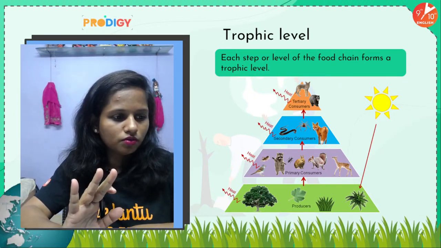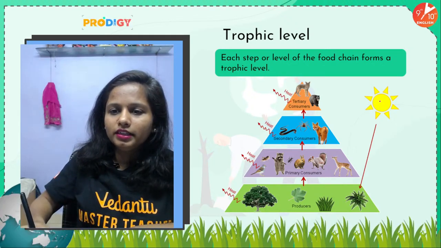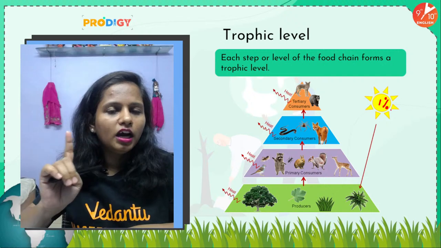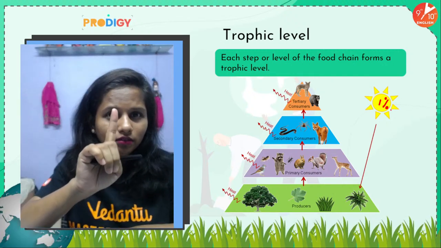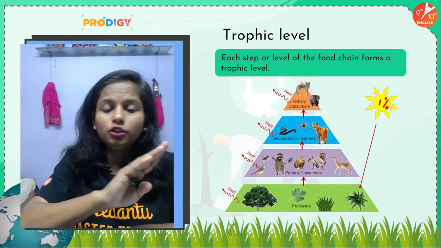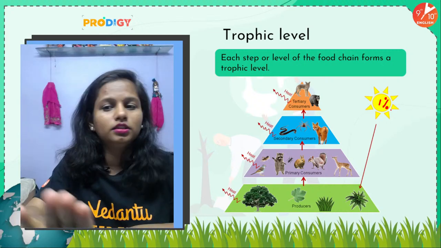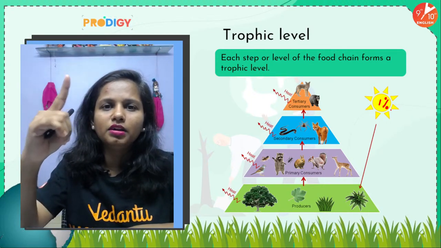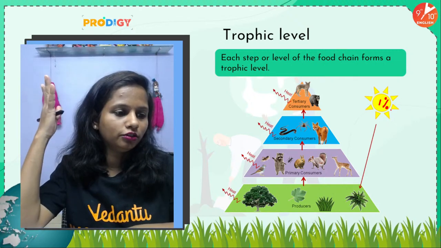That's glucose. So, plants utilize only 1% of the light energy. How much percent? 1%. There should be no confusion here. Only 1% of the light energy is converted into chemical energy by the green plants.